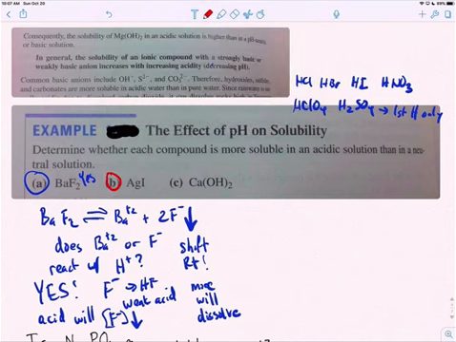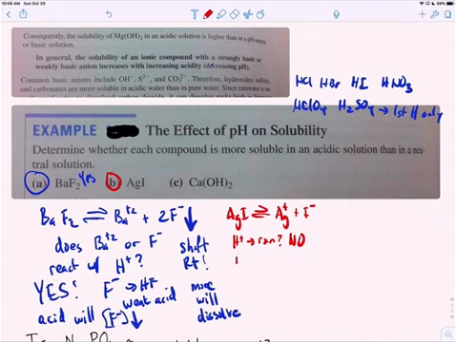And I'll switch colors for silver iodide. So we have silver iodide in equilibrium with silver plus and I minus. And will either of these react with acid? Any reaction? And the answer is no, because iodide is from hydrogen iodide, which is a strong acid. It is a strong acid, therefore it is not going to react with the hydrogen ion. It breaks apart. It doesn't really want anything to do with this. So the answer is no.